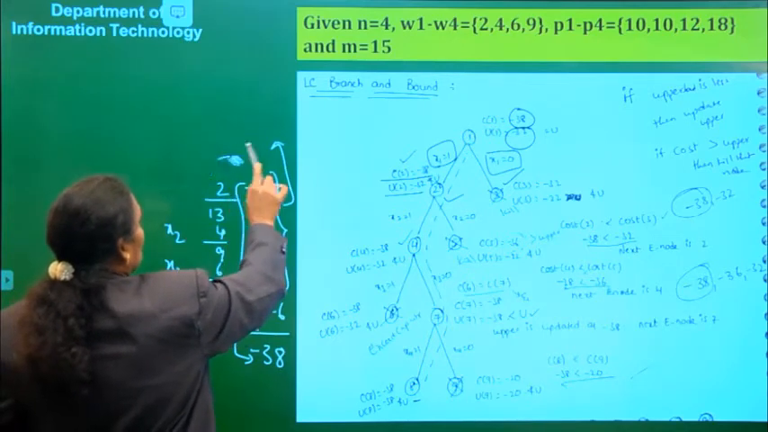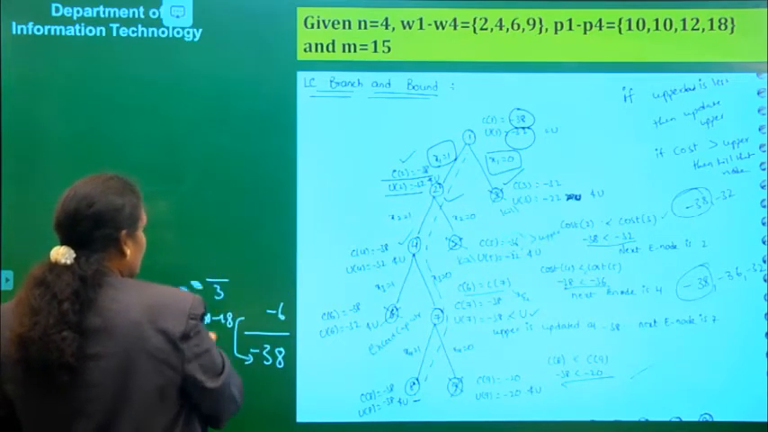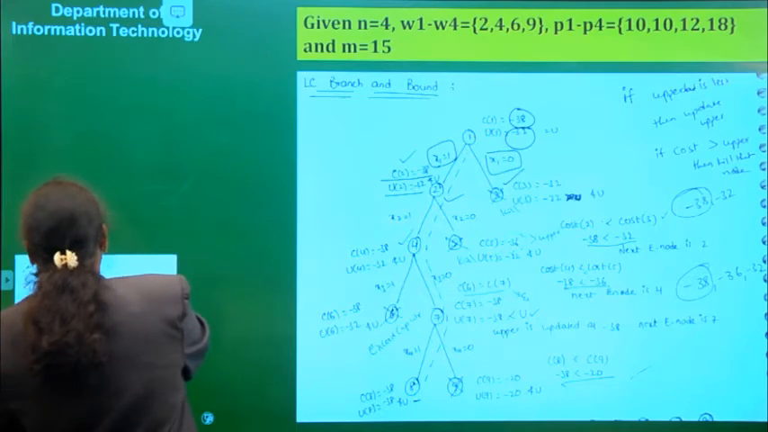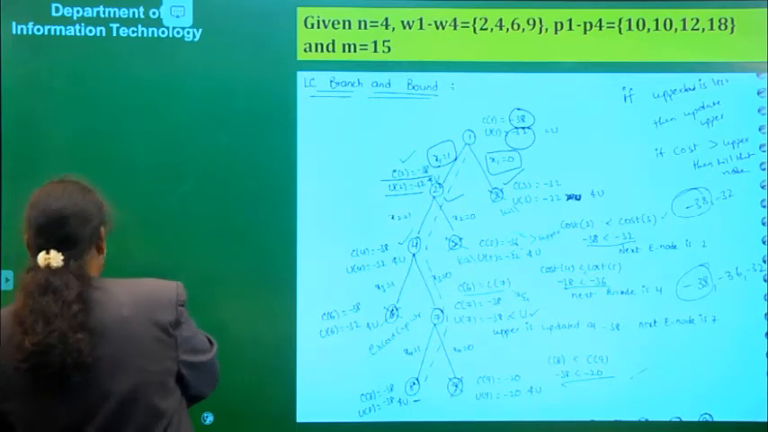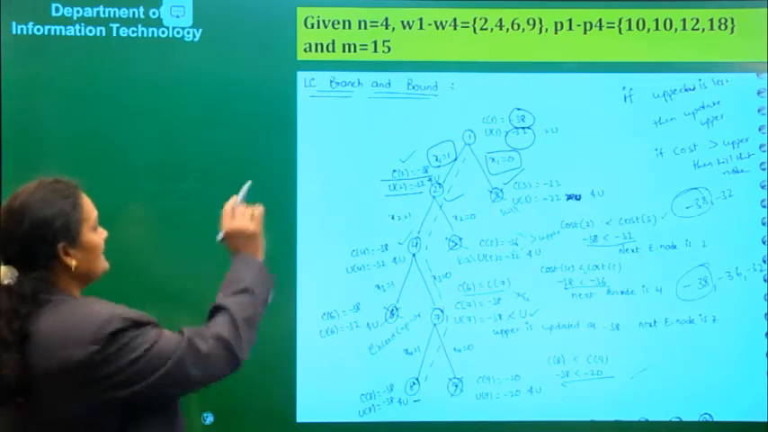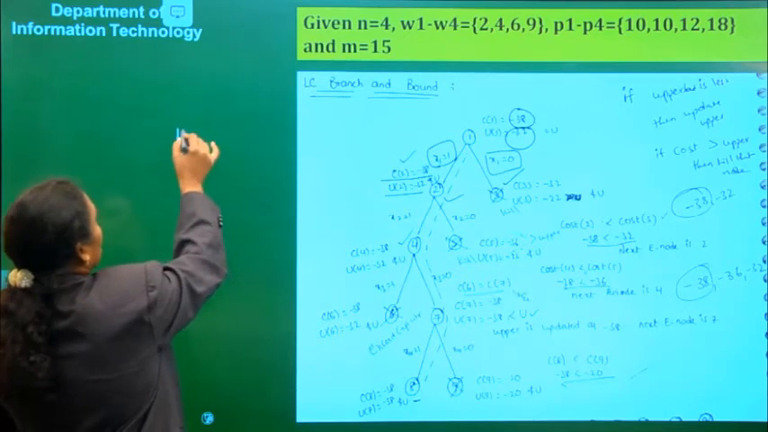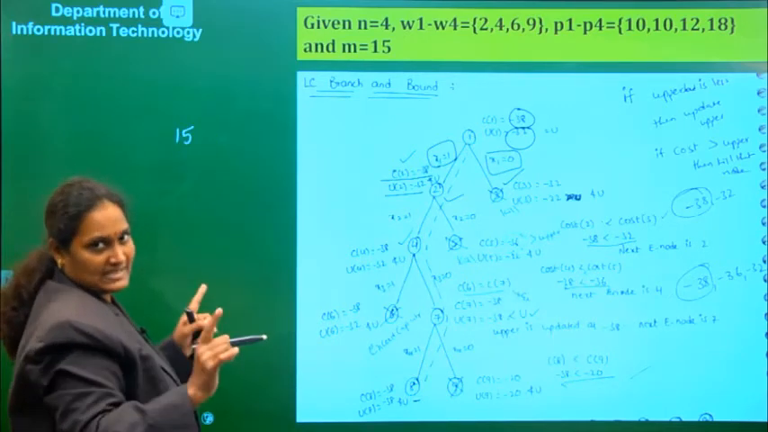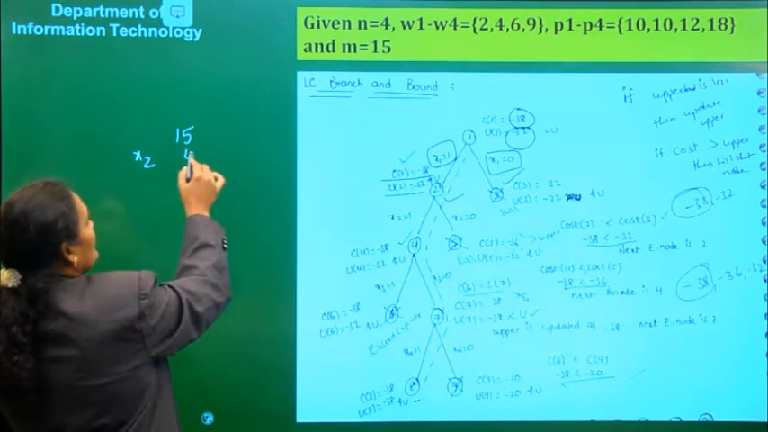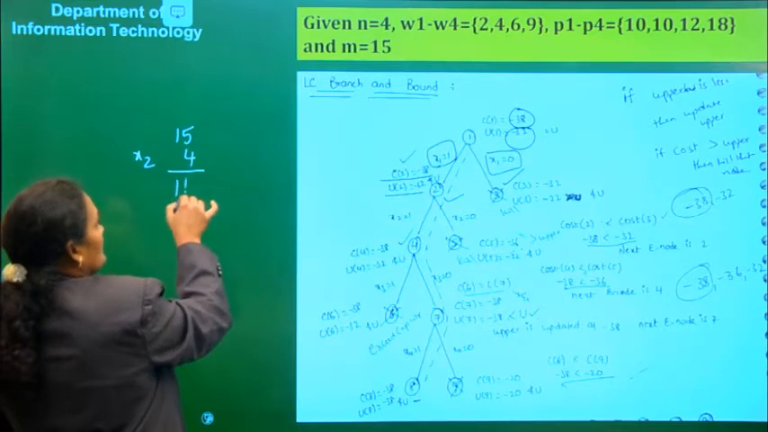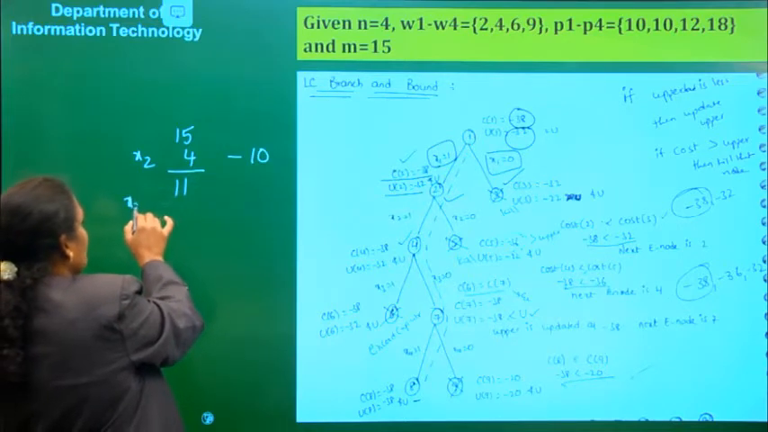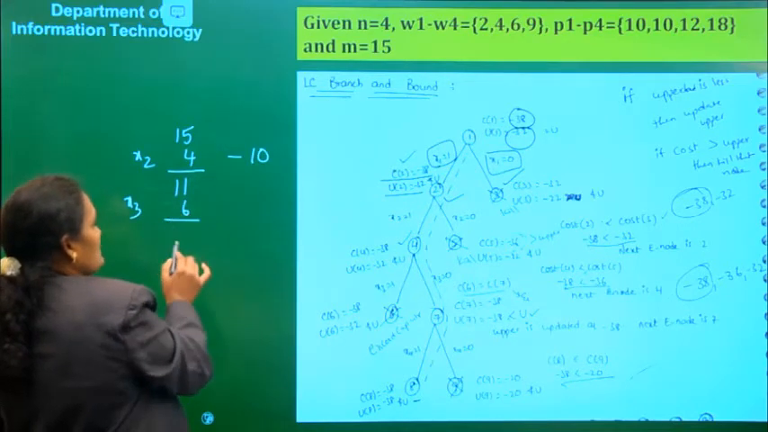How to calculate at node 3? At node 3, that path indicates x1 is equal to 0. That is, we cannot place x1. Since x1 is 0, we are not placing x1. Then the next chance is for x2. By placing x2, it occupies a capacity of 4. The remaining is 11. What profit are we earning? Minus 10. Now I can place x3. Now it occupies a capacity of 6.